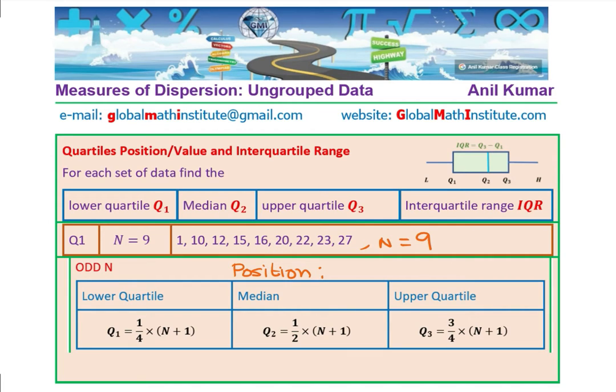So for example, the median will be 9 plus 1 divided by 2, which is 10 by 2 or 5. So fifth position. So 1, 2, 3, 4, 5. Fifth position is 16. So 16 becomes Q2. You understand? So likewise, find the value of each quartile. Correct? So then you match your answer with mine.